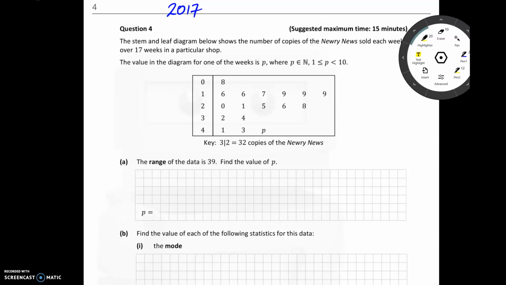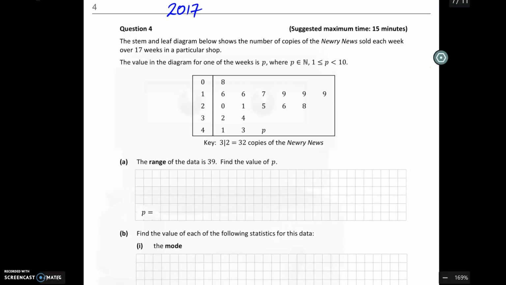Okay, so this question here, question 4: the stem and leaf diagram below shows the number of copies of the Newry News sold each week over 17 weeks in a particular shop. The value in the diagram for one of the weeks is P, where P is an element of the natural numbers. So P is a natural number and P has a value between 1 and 10, okay?